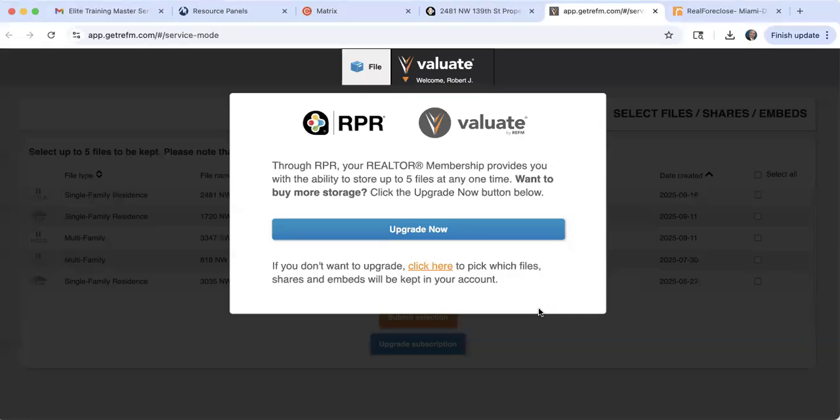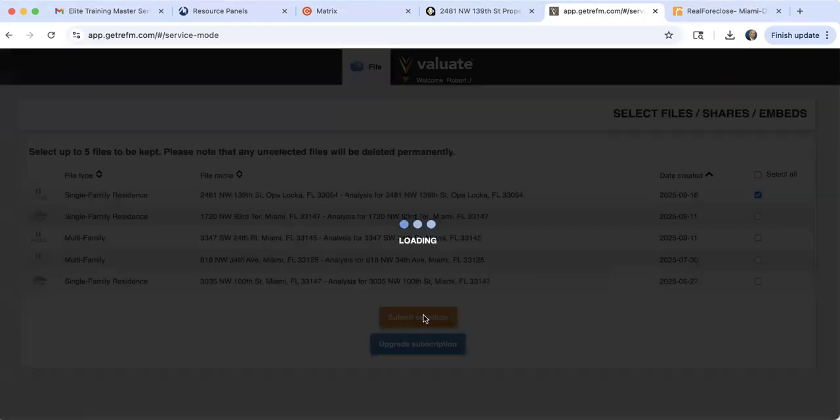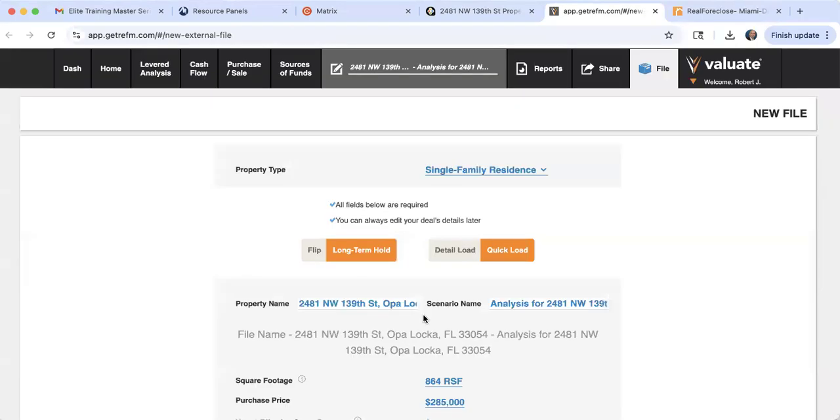If you get to this screen where it says upgrade, go ahead and click where it says click here in orange. Do not click on upgrade. There's no need for you to pay for an upgrade. So click here. Only select the property you are studying today, so September 16th, and then click on submit selection. That's going to get you into the program without having to pay for it.